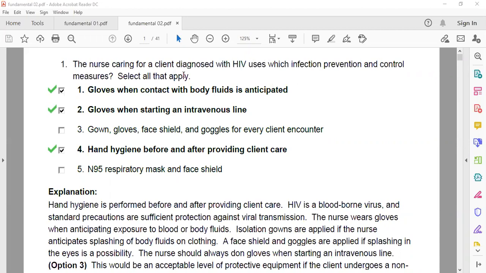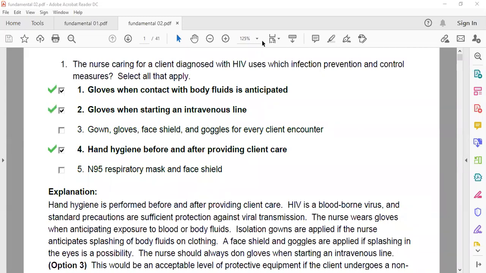So there are three categories of precautions we need to know: airborne, droplet, and contact precautions. I'm sure every student knows that HIV is not an airborne disease. And all of you know HIV is not droplet either. HIV is a contact precaution.